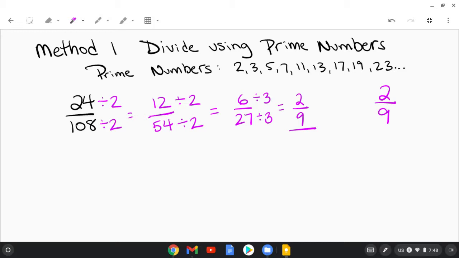Now, some of you might have basic math skills that are a little bit stronger. And you might think, okay, I can actually divide both of these by 4. And when I do that, I get 6 over 27. And then I can divide this by 3. And I get 2 over 9. It's the same idea. So how you go about dividing, what numbers you choose to divide by, isn't going to change the value at all. You're still going to end up, if you've done it correctly, with 2 over 9.